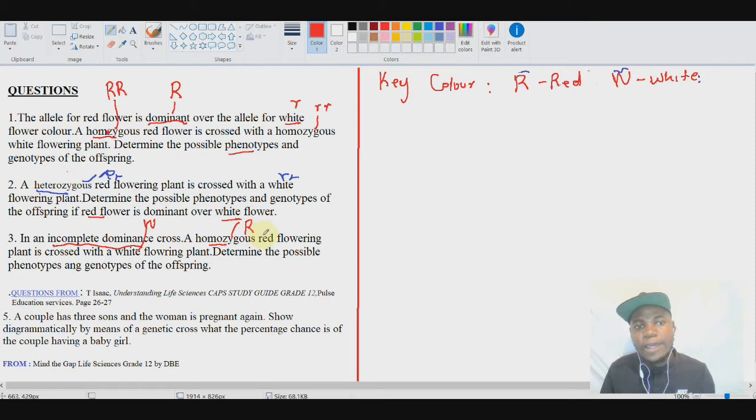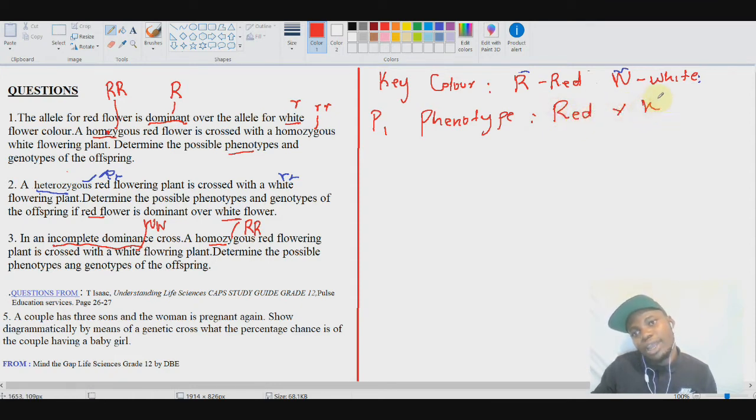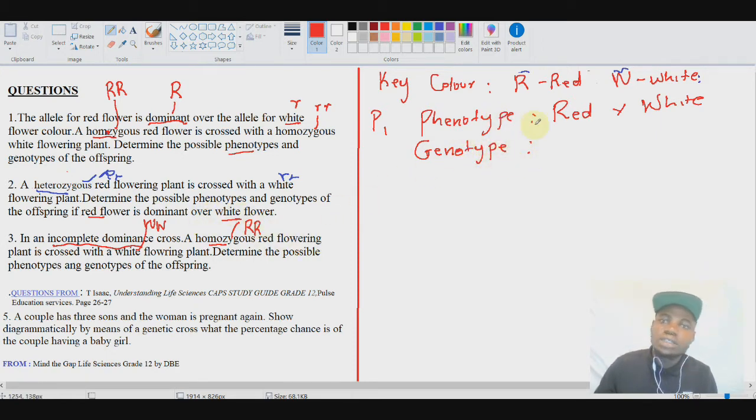Now, let's look at the homozygous. It means you have two R's and the other one has two W's. So now you have the first generation of your parents to do the crossing. Now you write the phenotype of your parents. What color are they? One is red, that is crossed with a white parent. And then the genotype. Now we look at the genes. The genotype is RR, crossed with WW.